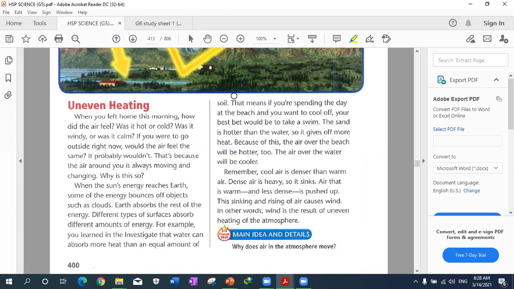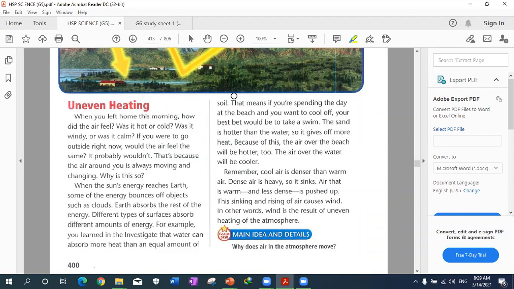And that's why when we leave home at the beginning of the day, we feel it's a little bit cold, but then during the day it gets hotter and hotter. It's because of the sun heating this part, or the earth absorbing more heat. Do you guys have any questions?